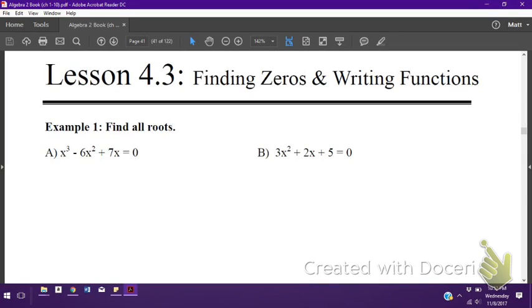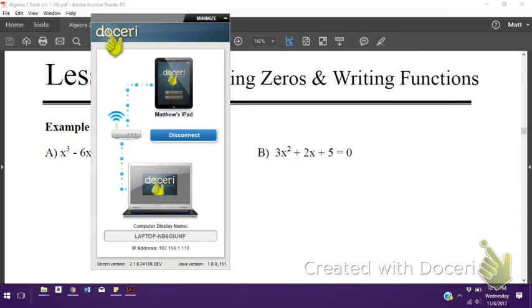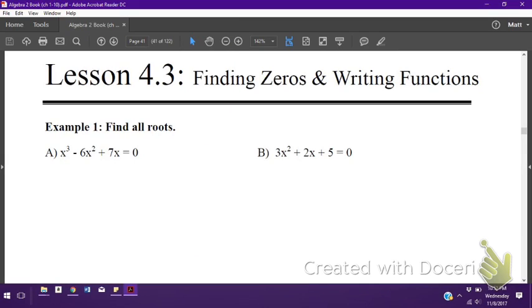Welcome guys to lesson 4.3, where we're finding zeros and writing functions. Basically, in this section we are taking everything that we've gathered from chapter 2 to chapter 3 and parts of chapter 4 to determine the zeros of our graphs. This is going to allow us to easily find the zeros so that we can later on graph them, which we will do in section 4.4.